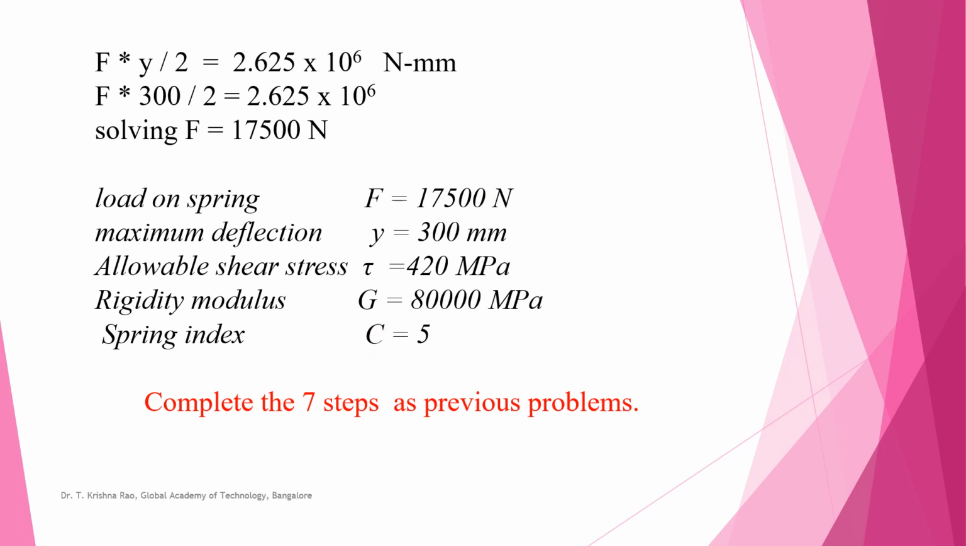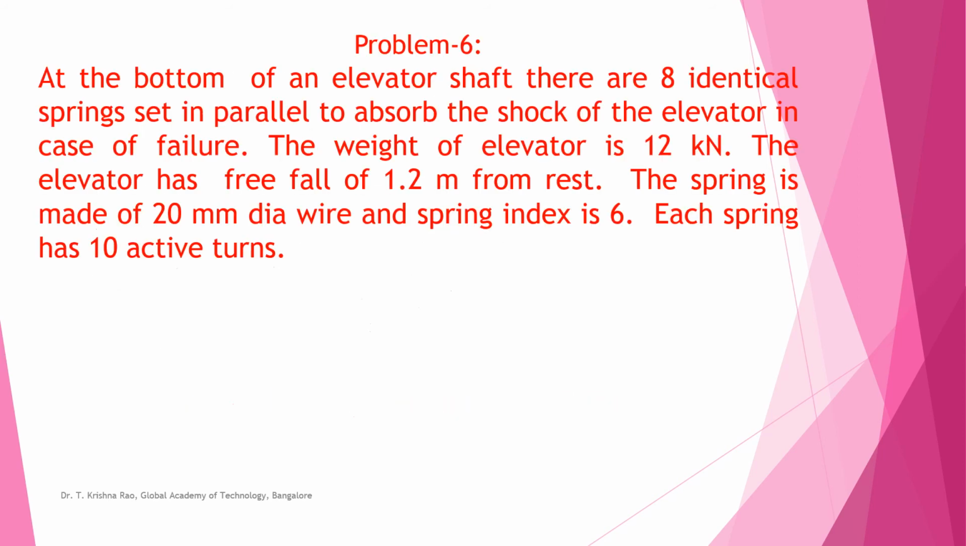Step number 2, finding the mean coil dia, inside dia of the coil, outside dia of the coil. Step number 3, from the deflection equation we will find the number of coils. Step number 4, we find out the free length, assuming n as 2 always, a as 0.25 into y. Then we find the pitch, then stiffness, then length of wire required.